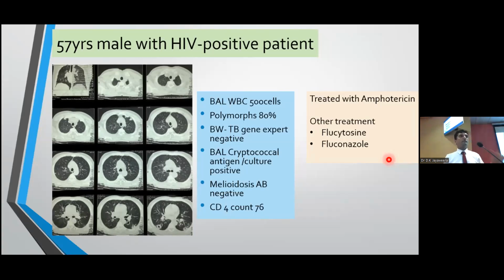And while doing that, since this was an atypical presentation, we did a retroviral screening. Retroviral screening was positive, and at that time, the CD4 count was 74. So this is a cryptococcal infection with an undiagnosed HIV infection. So we treated this patient with amphotericin. Other available treatments are flucytosine or fluconazole, which we can also use. Another important thing is that cryptococcal infection usually occurs when the CD4 count is less than 100.